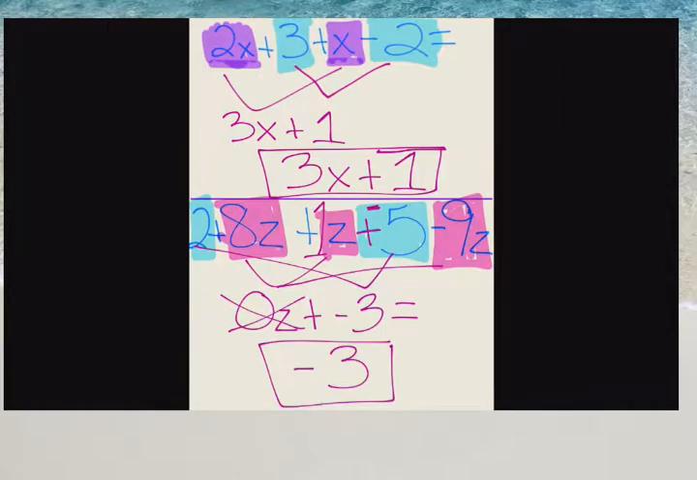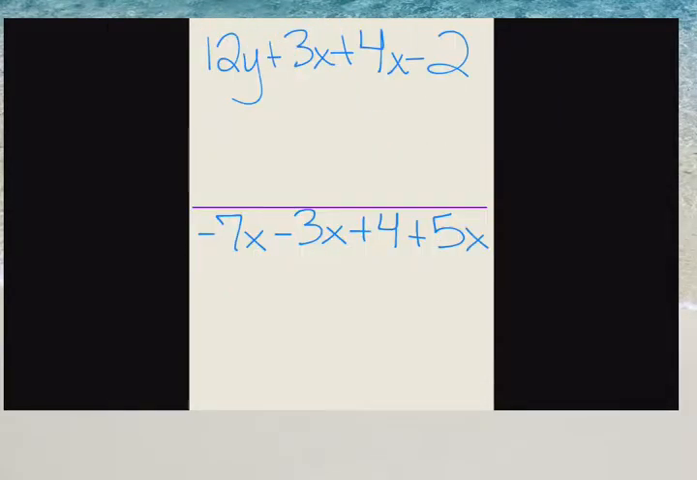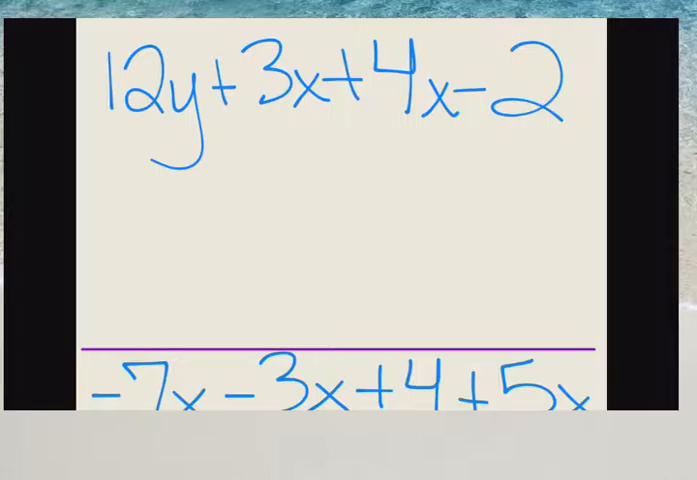All right, let's try a couple more. So we've got 12y plus 3x plus 4x minus 2. All right, color code my 12y pink. Well, I see other variables here, but I don't see any other y's, only x's. Remember, don't combine x's with y's, not the same type of block.